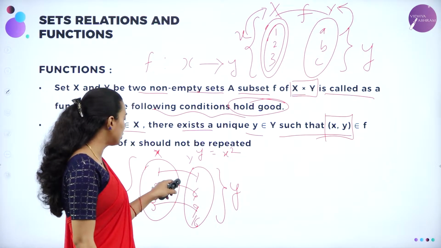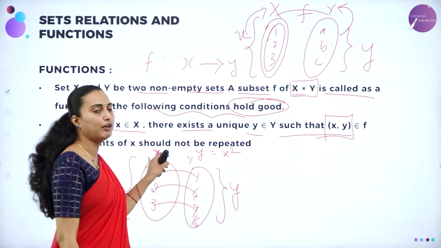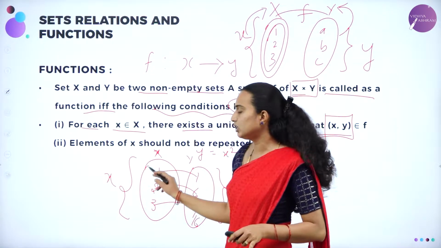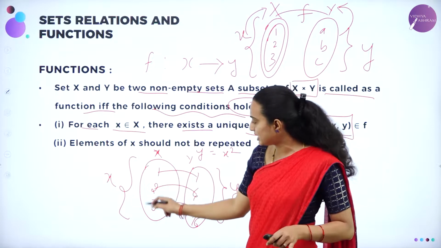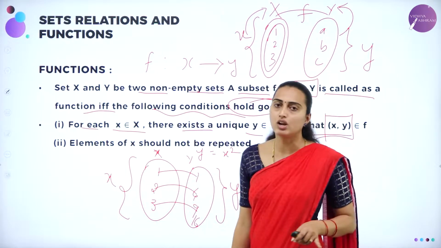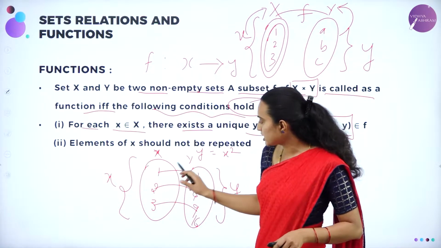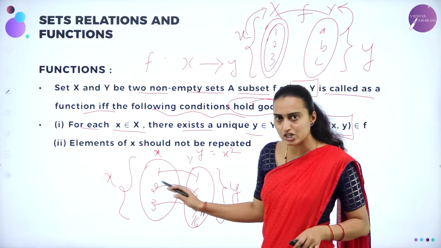So x squared means 2 squared will be 4, 3 squared will be 9, and no element should be left out in the domain set. This is going to be known as the domain set. Let me come next to what we are going to call these elements. So the condition is: for every x belongs to X, y belongs to Y, there exists (x, y) such that it is in the function itself.